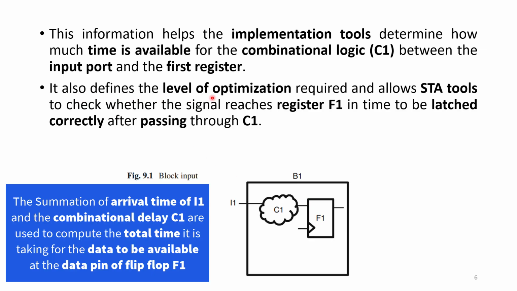It also defines the level of optimization required and allows STA tools to check whether the signal reaches register F1 in time to be latched correctly after passing through C1. So first we have to get to know how much time it is taking for the data to be available at I1, followed by this delay of C1 getting added up. Then we'll get to know the final time that it takes to be available at this particular data pin of F1.